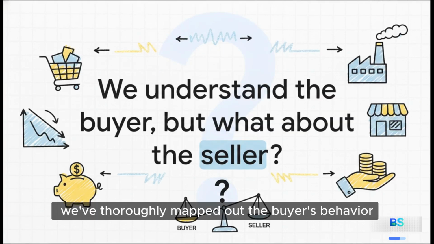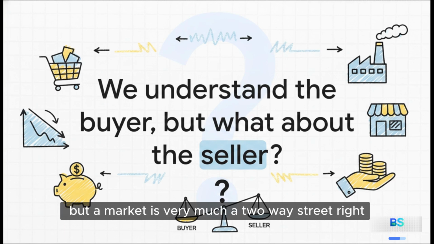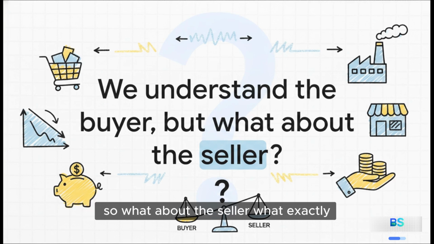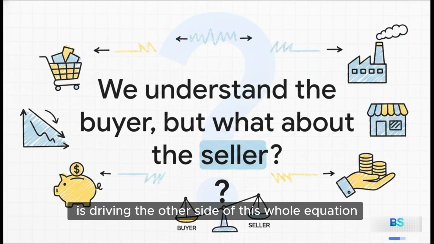All right, we've thoroughly mapped out the buyer's behavior. But a market is very much a two-way street, right? So what about the seller? What exactly is driving the other side of this whole equation?